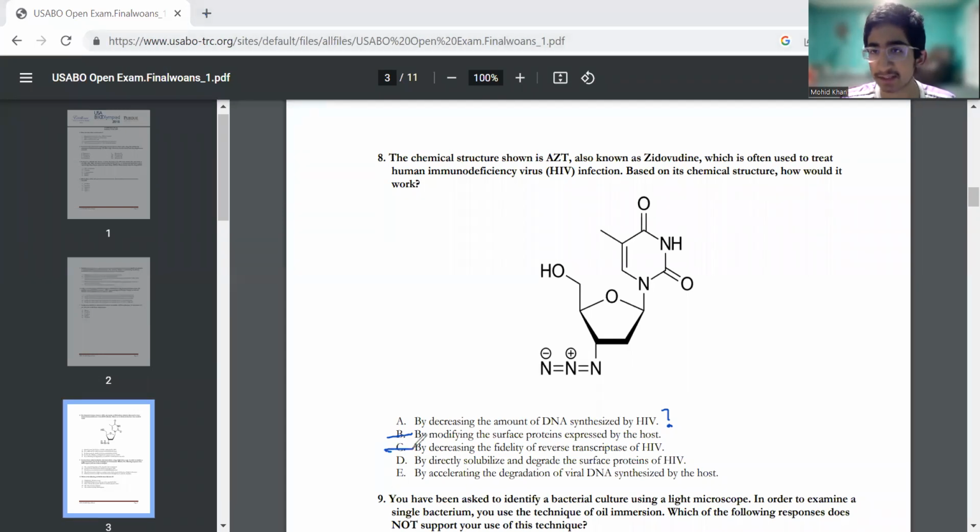But it's not C, because we know this thymine definitely plays a role, and that's going to be in the reverse transcription process. D relates to proteins, not DNA, by accelerating and degrading viral DNA synthesized by the host. That doesn't seem correct either, because option A just seems the most reasonable, because it would insert itself. I'm not 100% sure about this, but that just seems like what most drugs could do. So yeah, I would say the answer is A.